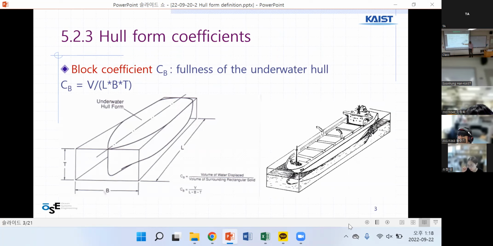So this is a volume, underwater volume, right? This one is the underwater volume. So the center of buoyancy should be the center of volume of this underwater body of the ship. Center of volume.